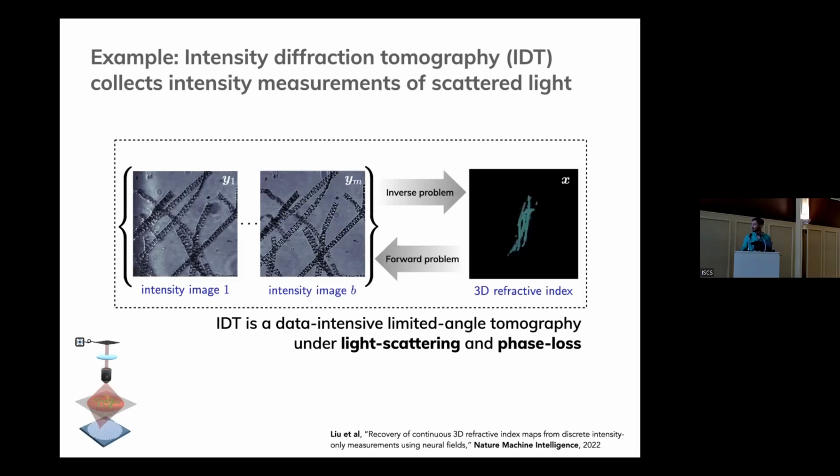All right. And then IDT is a very data-intensive application. As you can imagine, those images could be gigapixel images. We have hundreds or thousands of them, and we finally want to do 3D imaging. And it's also a nonlinear imaging inverse problem because there's a phase loss, because we get only intensity measurements. And the second thing, there's light scattering, which might be a nonlinear interaction between the refractive index and the light. Okay, so people can linearize it, but in principle, it's a nonlinear relationship.